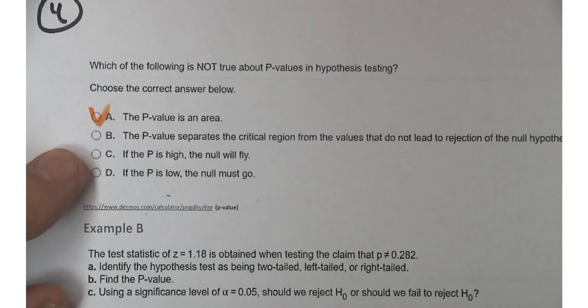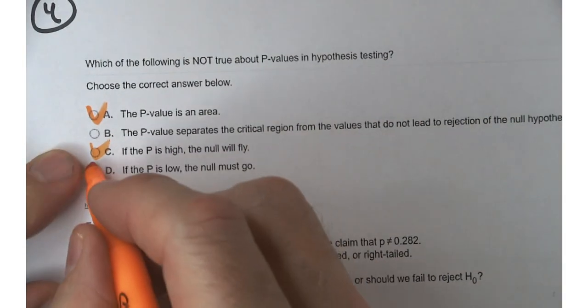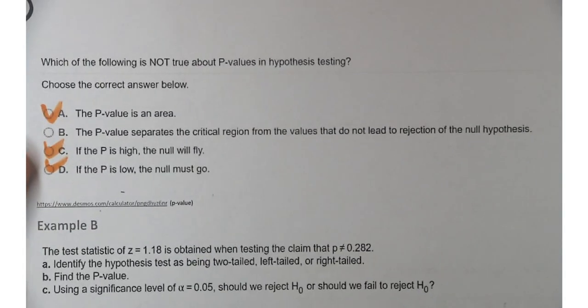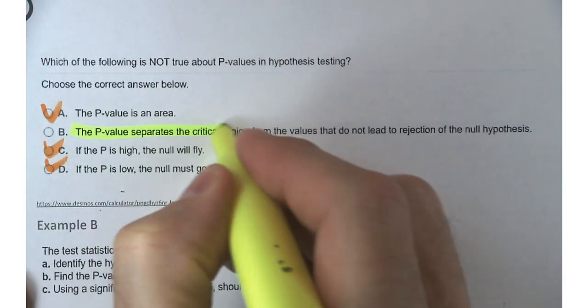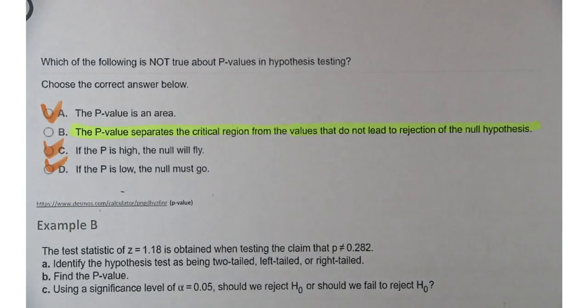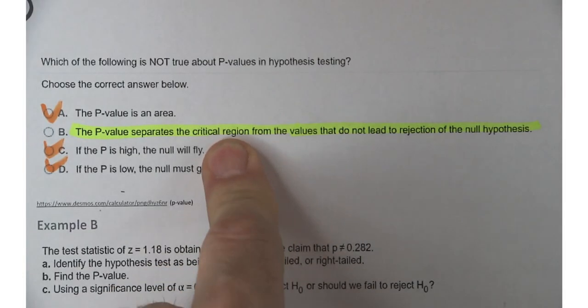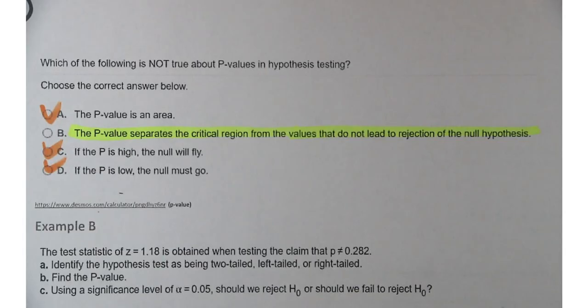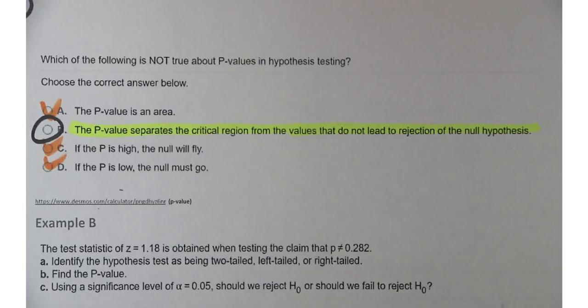If the p-value is high, the null will fly. All right, we did both of these. The one that doesn't fit, and part of the reason I'm going through this one is because you're going to see it in your homework, is this one. This kind of comes close to what's called the classical approach of hypothesis testing. We haven't talked about critical values at all yet, and it's just not right in this context. So this is the one that you should circle. That's the one that's just wrong.